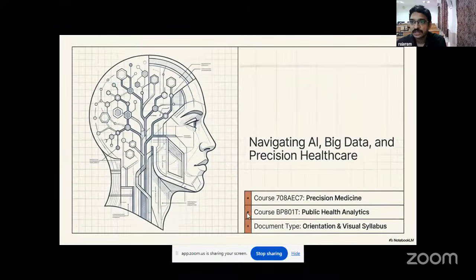So today we'll be navigating through two subsections of the syllabus: AI, big data, and precision healthcare. These are the core concepts that have been imbibed into the new syllabus. My main motto for today's session is navigating and giving an overview of two subsections.